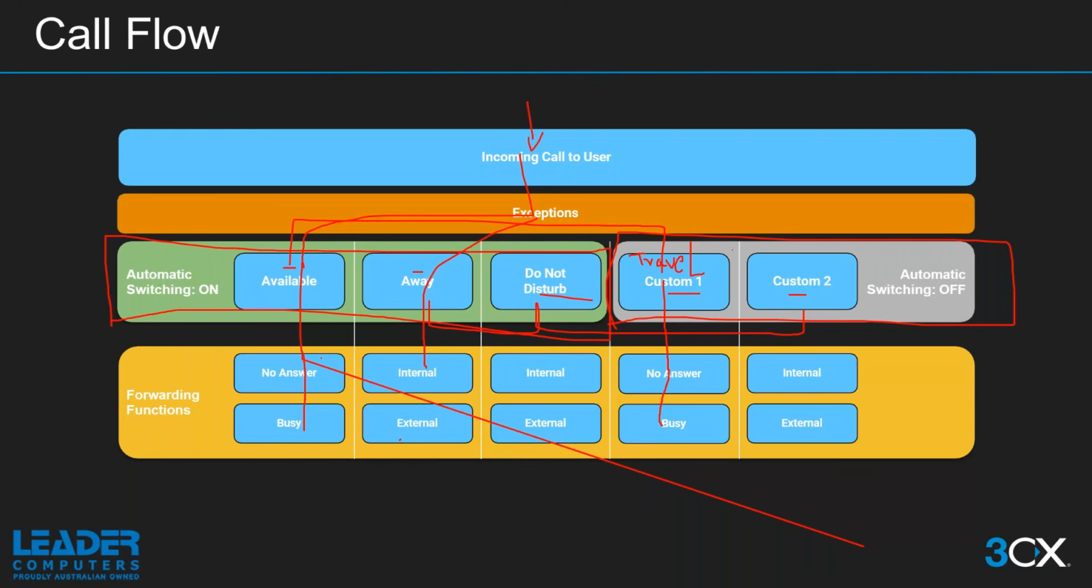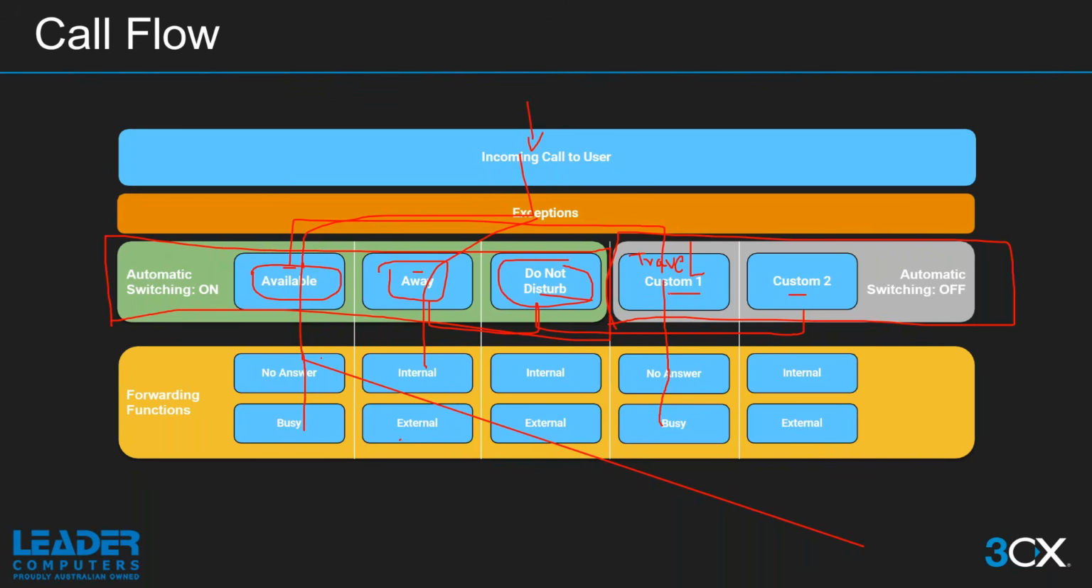And please note, if I set an extension on custom one or custom two, when the office is closed, it won't go to, let's say, available, away, or D&D, which are time based. So if you're in office hours, it's going to be available. If you're on break, it's going to be away. And if you're out of office hours, it's going to be D&D. So this will automatically switch based on the time of day.